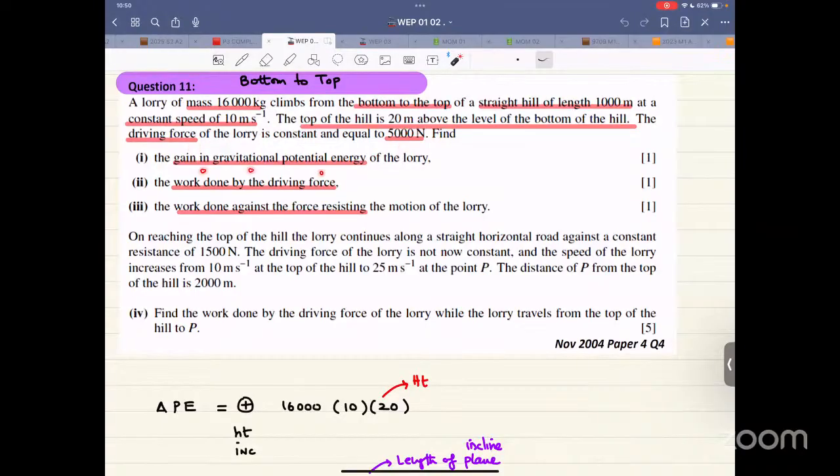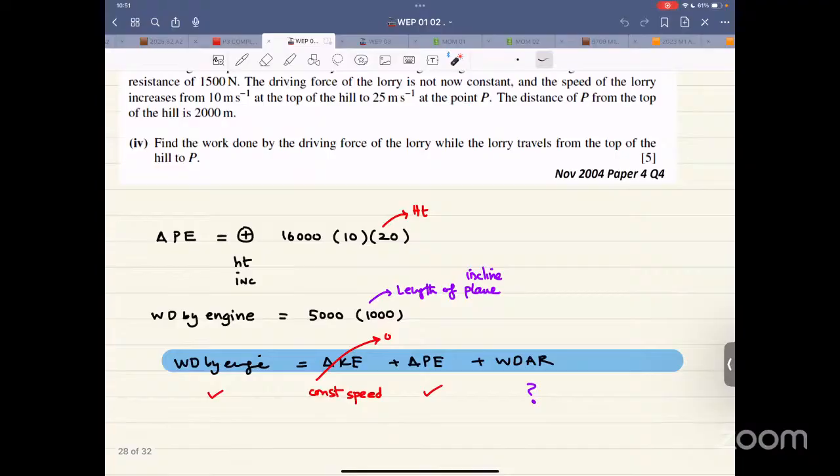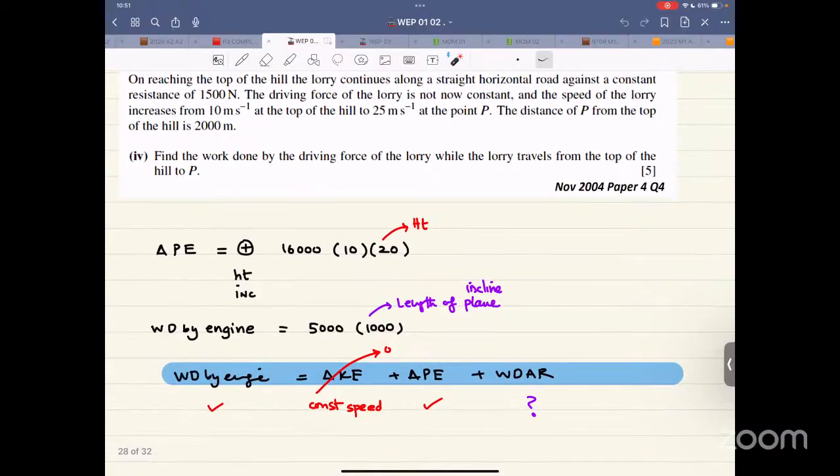Find the gain in gravitational potential energy. Potential energy, they call it gravitational potential energy. The work done by the driving force, and the work done against the force resisting the motion. So now, first of all, there is an increase in height. So change in potential is positive, mgh.